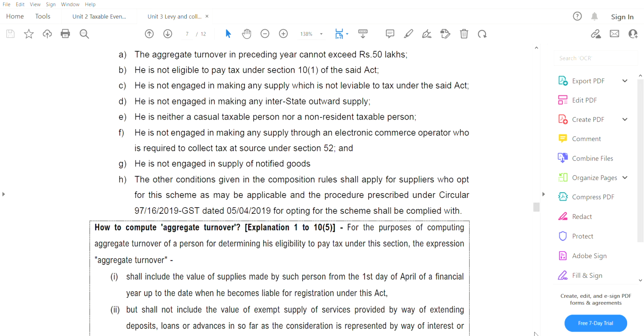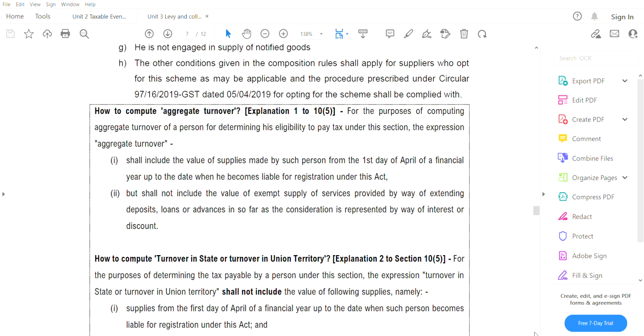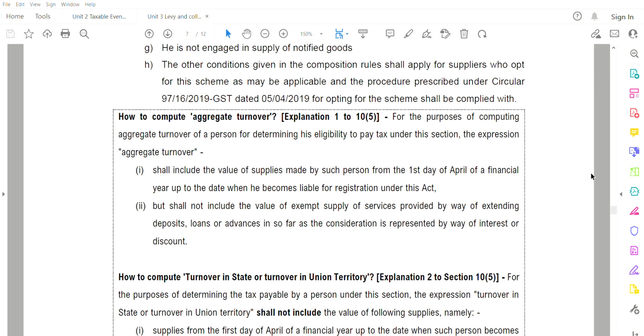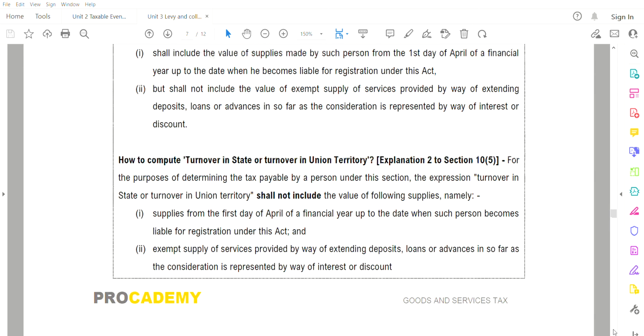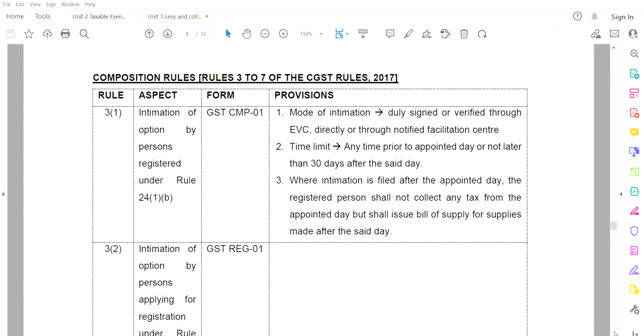Okay, then they have given an explanation on how to compute aggregate turnover in case of first supplies. Okay, how to compute aggregate turnover and how to compute turnover in a state or turnover in a union territory for the purpose of composition levy, from which day you should consider and for which items you should not consider. They are given clearly. Okay, then we'll go into composition rules. Intimation.